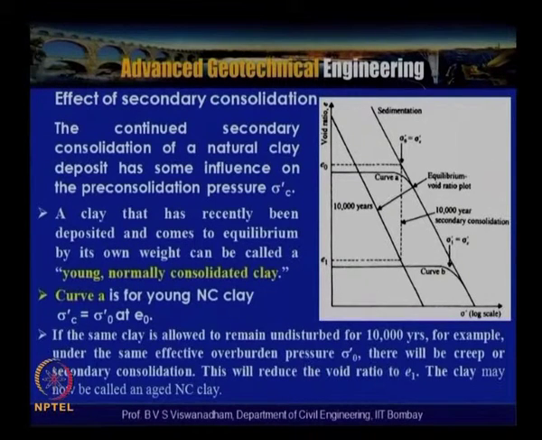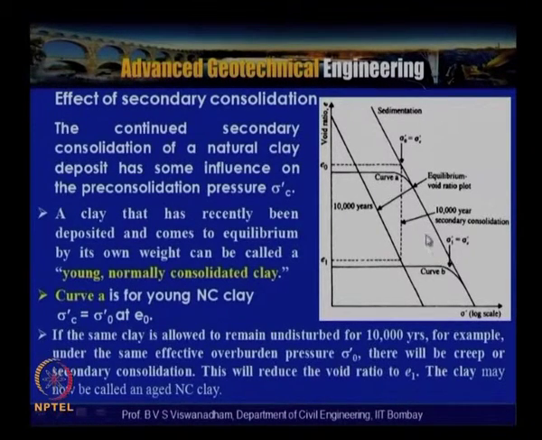The continued secondary consolidation of a natural clay has some influence on the pre-consolidation pressure sigma dash C. A clay that has recently been deposited and come to equilibrium by its own weight can be called young and normally consolidated clay. Curve A is for young normally consolidated clay, wherein sigma C dash is equal to sigma naught dash, and at e naught, that is, at this particular point, the initial void ratio.